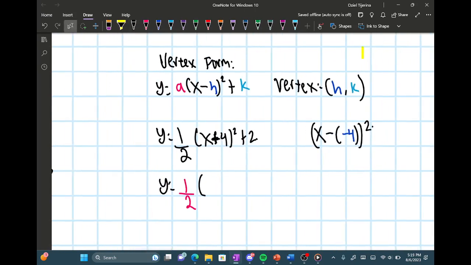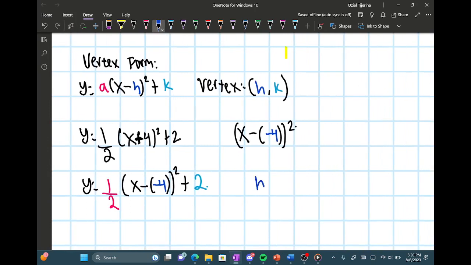It's very important to do that in order to do these right, because if we forget and just assume that h is equal to 4, then it's going to be wrong. So we have to remember to do that. We would have x minus negative 4 quantity squared plus 2, so k is 2. So our h value is negative 4, and our k value is 2.